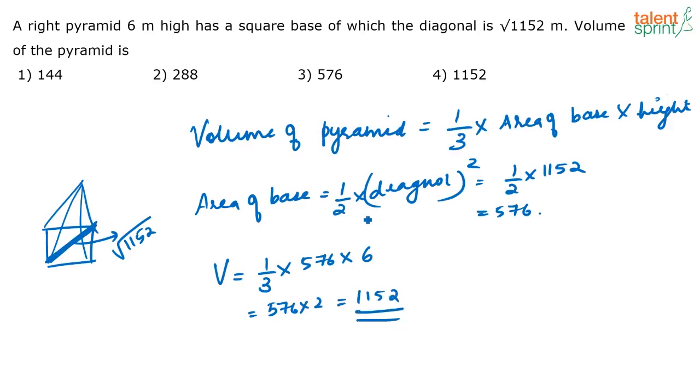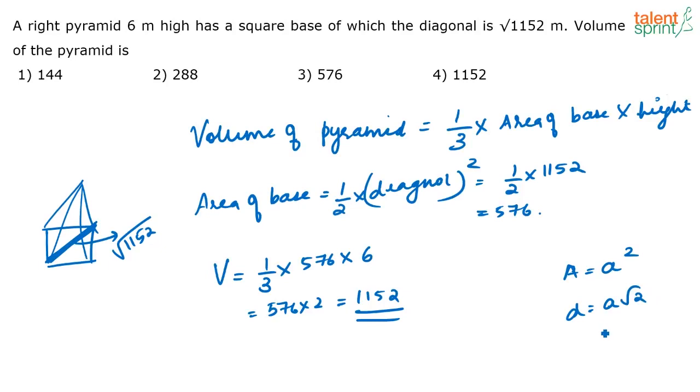Yes, see, if you don't remember that, if you are not able to recollect that the area of a square in terms of its diagonal is represented like this, very easy. Now what is the area of a square? Area of the square is nothing but a squared, where a is one of the sides. Now what is the diagonal? Diagonal is nothing but a root 2, correct.